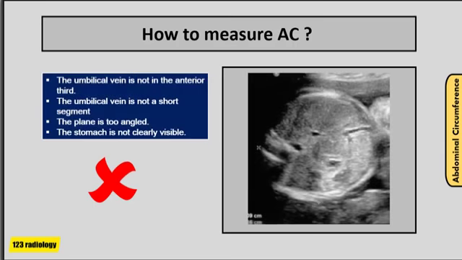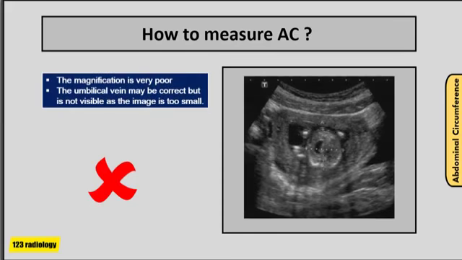Another example here. The umbilical vein is not in the anterior third. Also not a short segment. Like in the previous example, the plane is too angled. Also, the stomach is not clearly visible. So, this is an incorrect image to measure abdominal circumference.